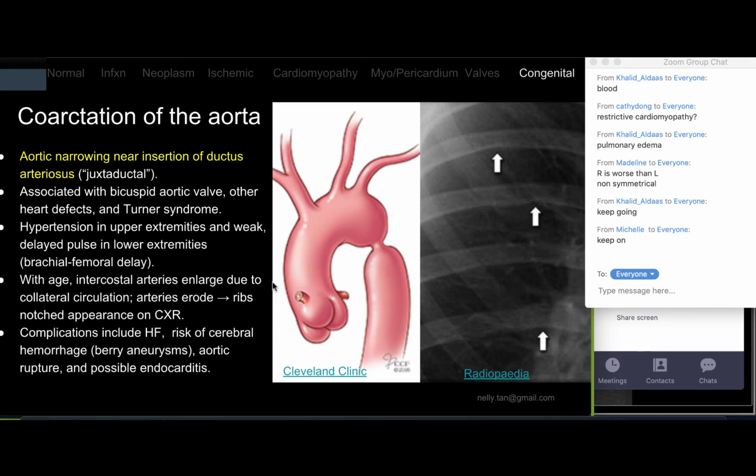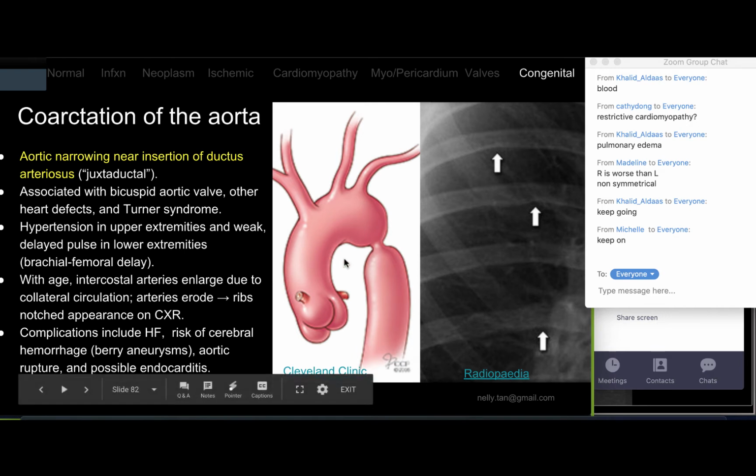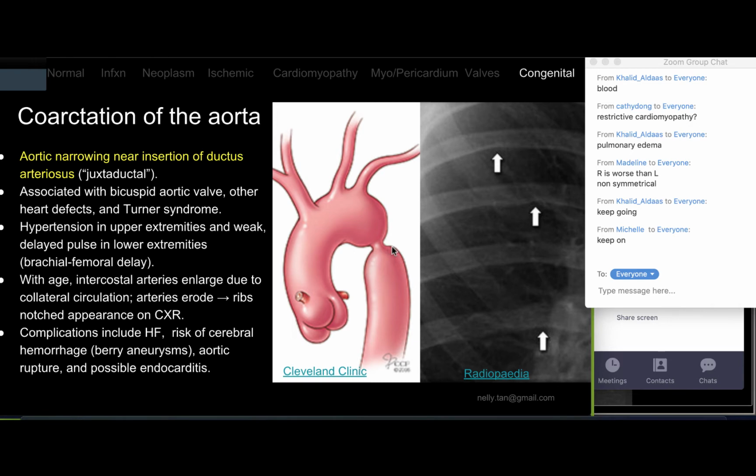Coarctation of the aorta is when you have narrowing at the ductus arteriosus, the juxtaductal area, and this can lead to scalloping of the ribs because the internal artery, the collateral vessels, become really big, and so there's the typical arterialized flow, and that can cause scalloping of the rib underneath it.